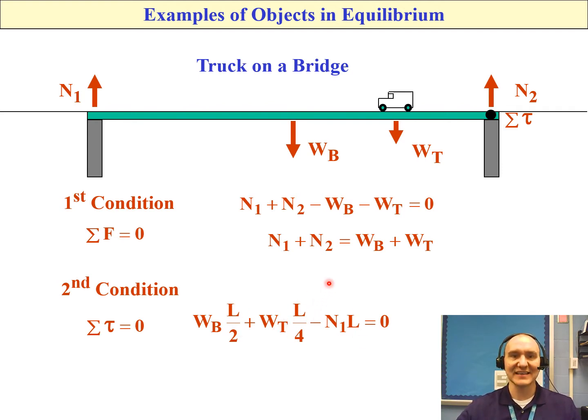All right, so when we isolate and solve for N1, we take the N1 L to the other side, we divide by L, and now N1 is going to be equal to half of the weight of the bridge plus only 1/4 of the weight of the truck. So way over here, it only feels 1/4 of the weight of the truck.